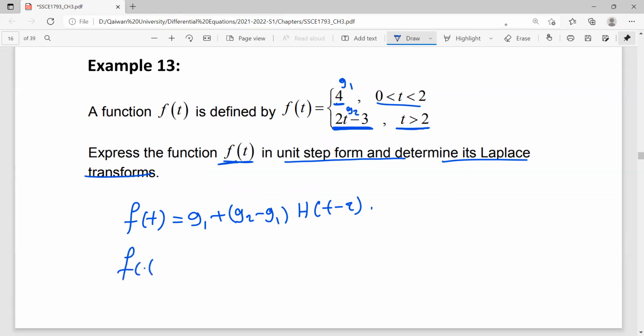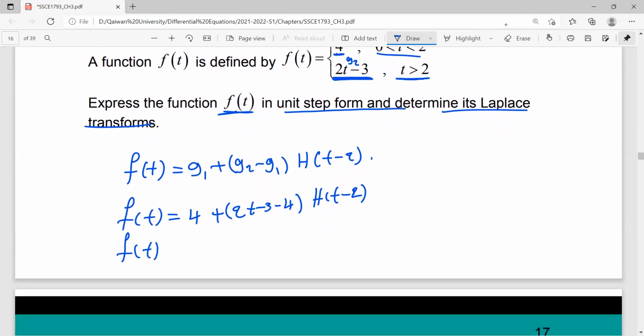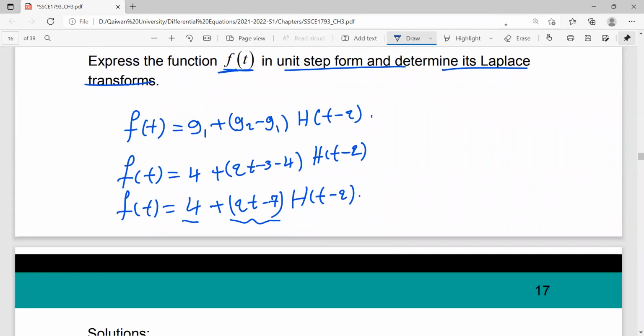Now f of t equals g1, which is 4, plus g2 minus g1. G2 is 2t minus 3, minus 4, minus g1. G1 is 4. Times h of t minus 2. So f of t equals 4 plus 2t minus 7 times h of t minus 2. This is f of t, and this is 4 only. We take the Laplace transform for this function.